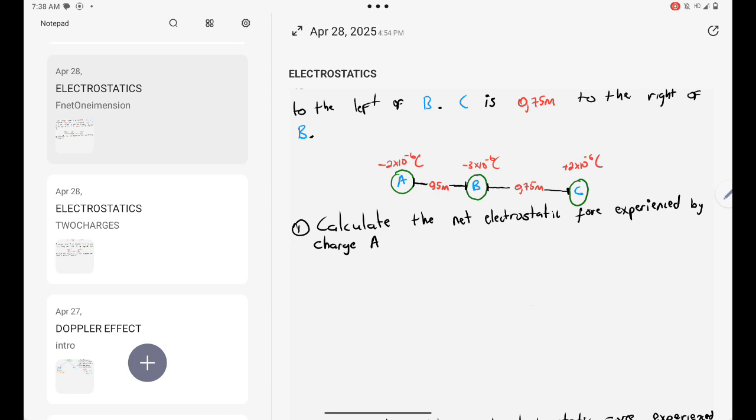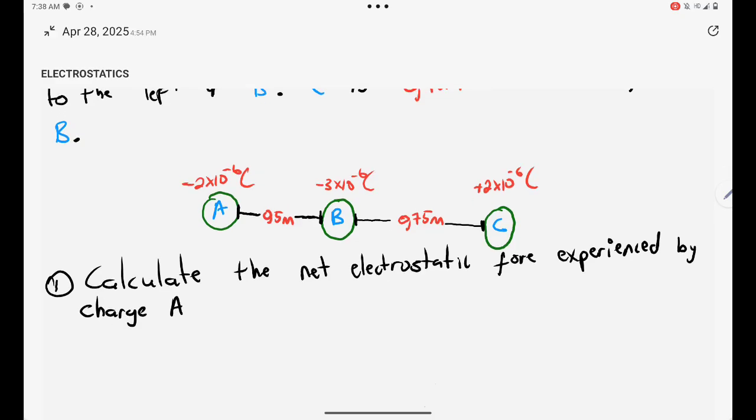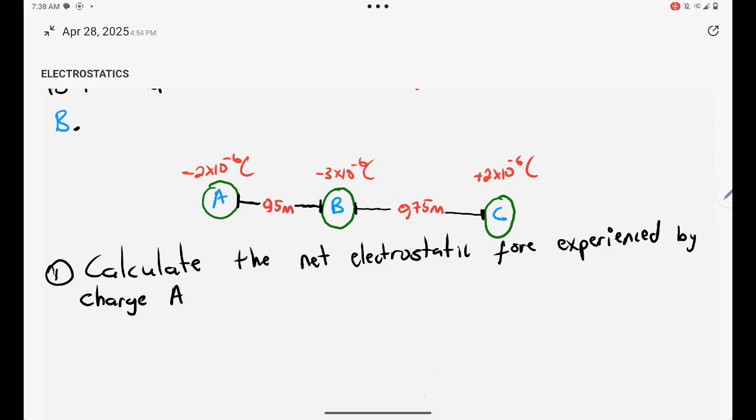experienced by charge A. The first thing you need to do is to draw your free body diagram and check how charge A behaves as a result of the other two charges. This free body over here will represent charge A.